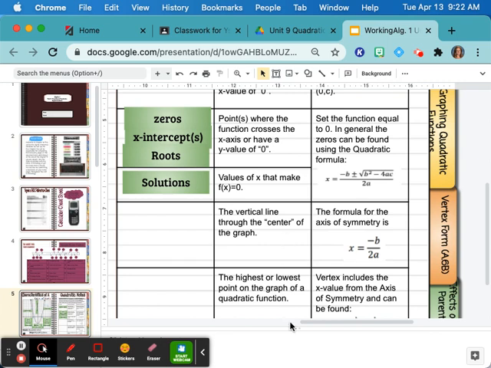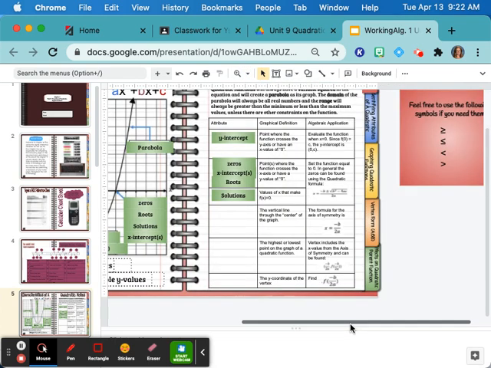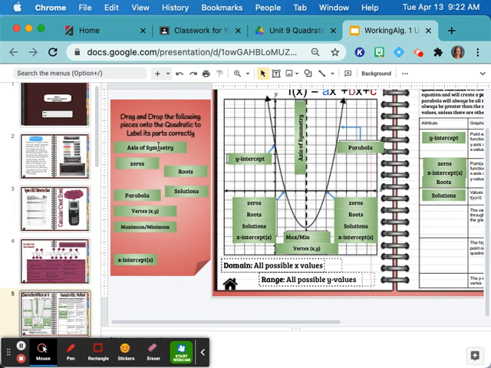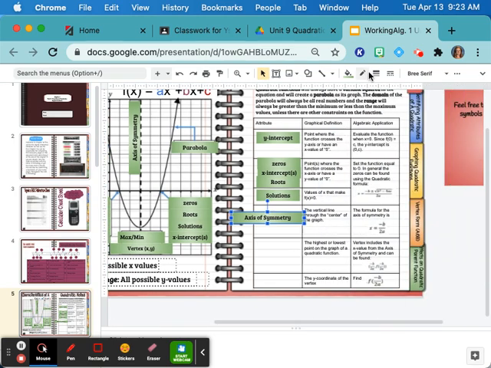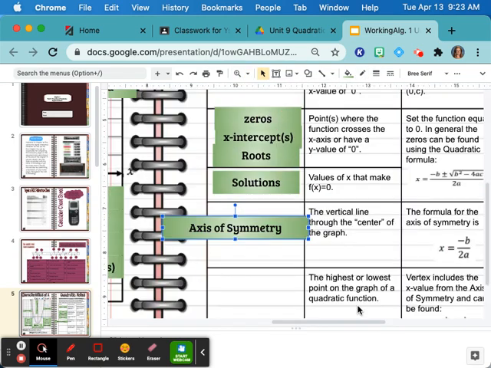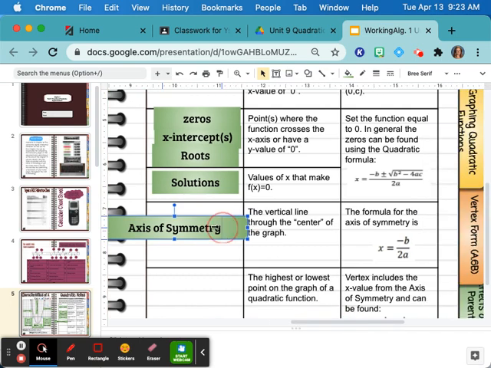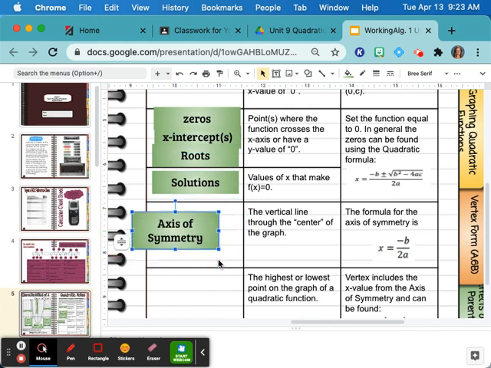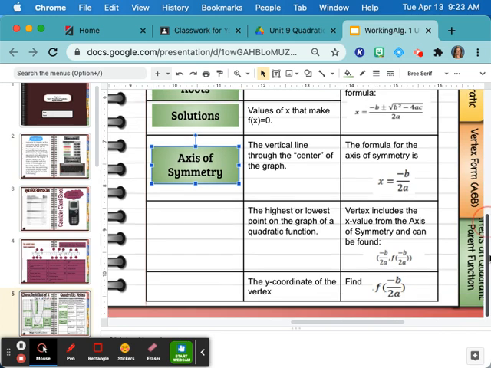Okay, the next one is the vertical line through the center of the graph. What is the vertical line through the center of the graph? What is that called? Axis of symmetry. Very good. So let's pull that over here. The formula for the axis of symmetry is x equals negative b over 2a. That's a simpler formula.